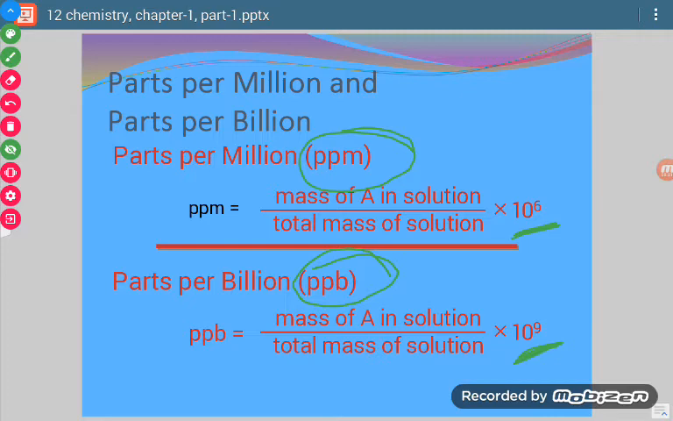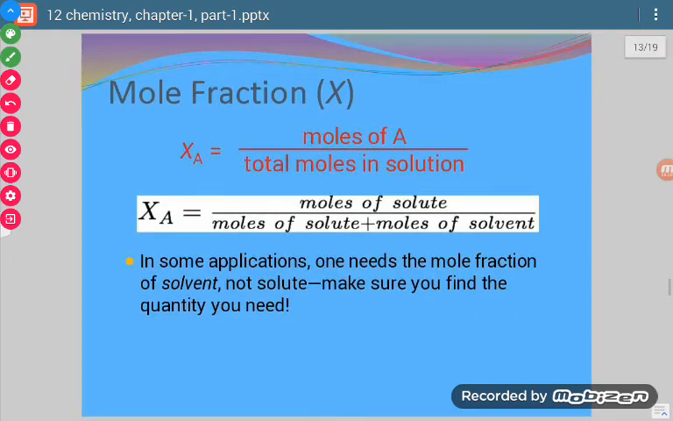1 million means 10 lakh, 1 billion means 10 crores. Okay, so 10 lakh means 10 raised to power 6, 10 crore means 10 raised to power 9. So just like in percentage we do multiplication with 100, here we will be doing multiplication with 1 million or 1 billion, depending on whether we are calculating ppm or ppb. Okay, the same way we have to calculate.